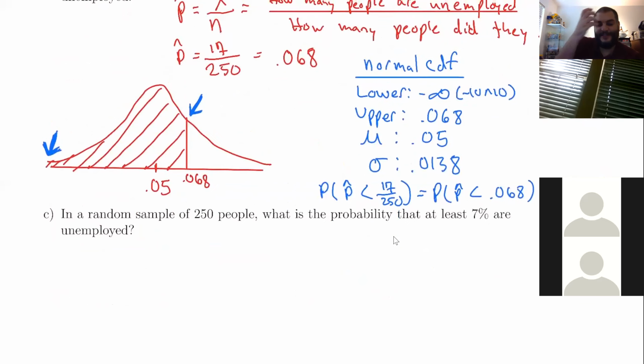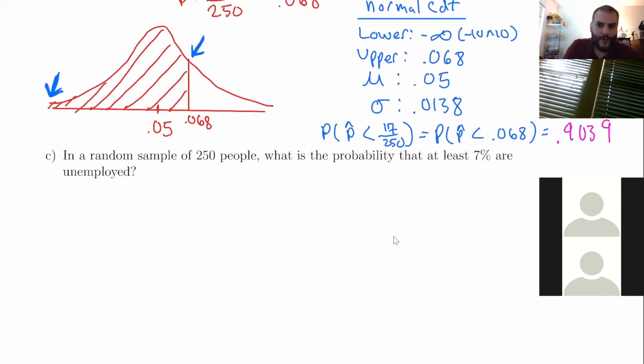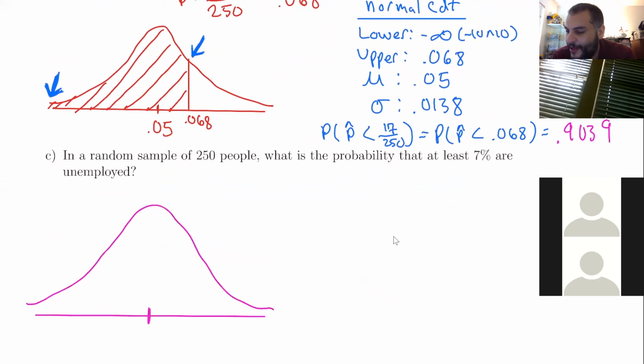All right, so let's do the final one for this one, and then I think I have one more for practice. So for this one, it says, in a random sample of 200 people, what is the probability that at least 7% are unemployed? So once again, p is 0.05 because we're still dealing with people who are unemployed.